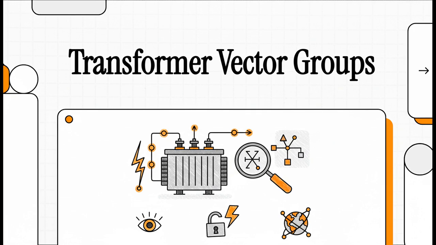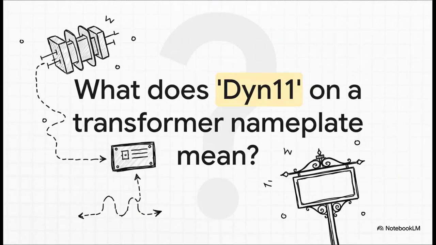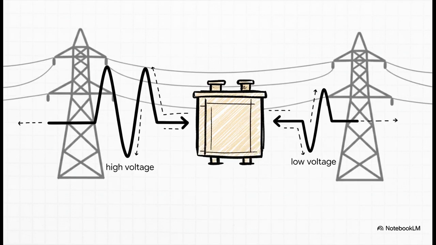Let's jump right in. So if you've ever looked at the nameplate on a big three-phase transformer, you've probably seen something just like this, DYN11. It looks pretty cryptic, right? Maybe a little intimidating, but I promise by the end of this, you'll be able to read it as easily as a street sign.